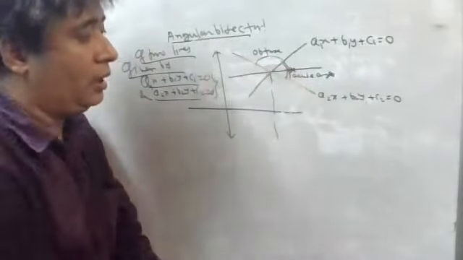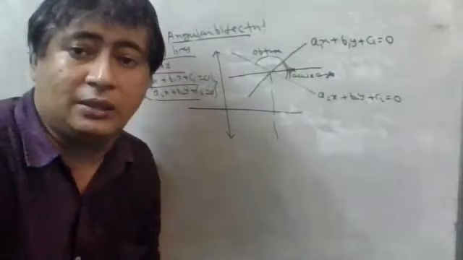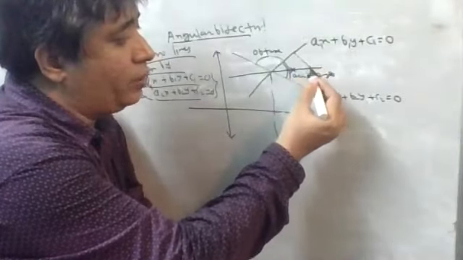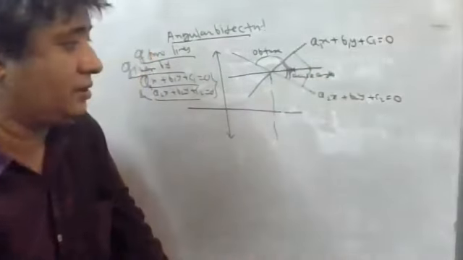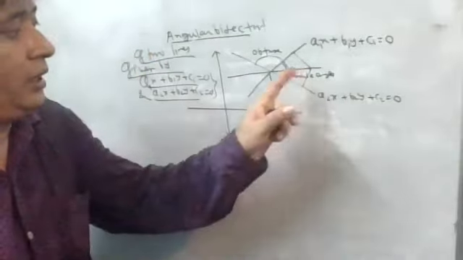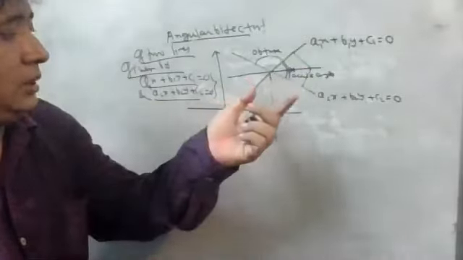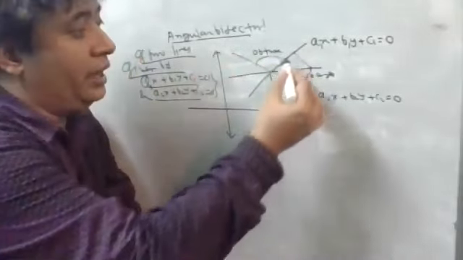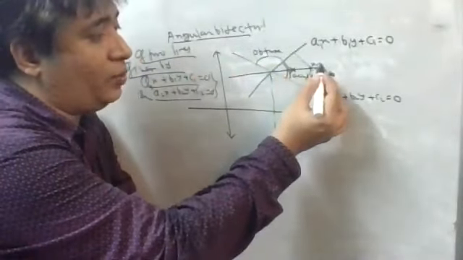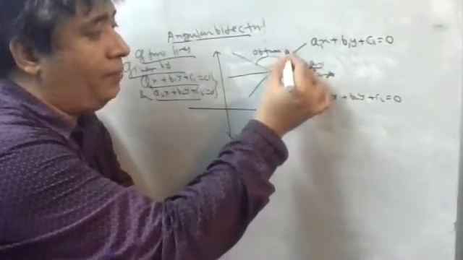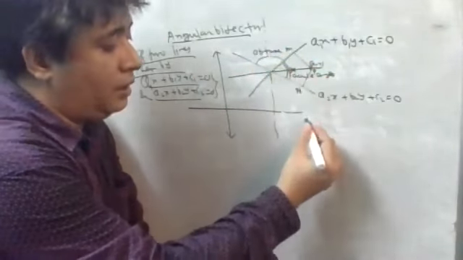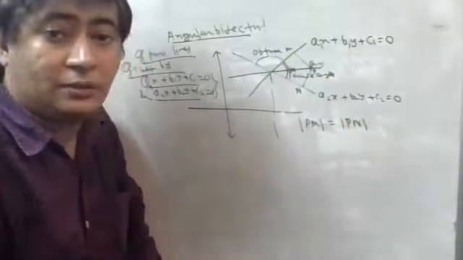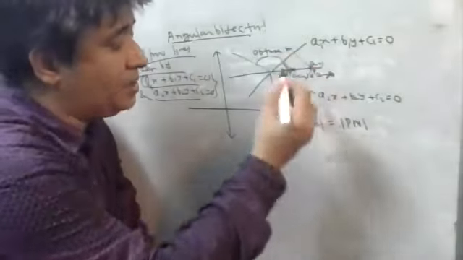So what is the definition of bisector? Now, if I take any point on a bisector, it will be equidistant from the two straight lines. Whether it is the acute angle, and if I take a point on this, say this point is (x, y). So this is PM, this is PN. Now we know the magnitude of PM is equal to the magnitude of PN.